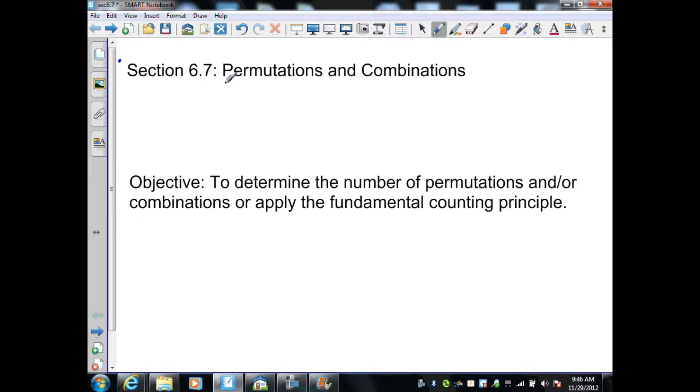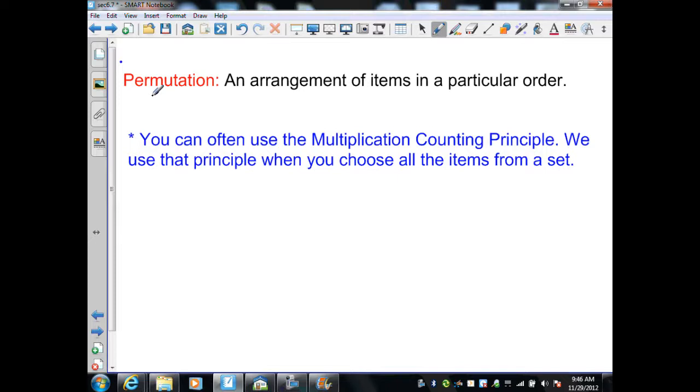Section 6.7, Permutations and Combinations. A permutation is an arrangement of items in a particular order. To find a permutation, we can use the multiplication counting principle. That is used when all the items in the set are used. There also is a method to find a permutation when not all the items in the set are used.